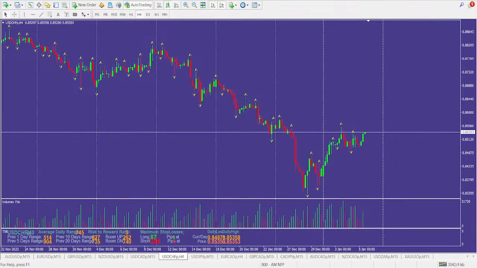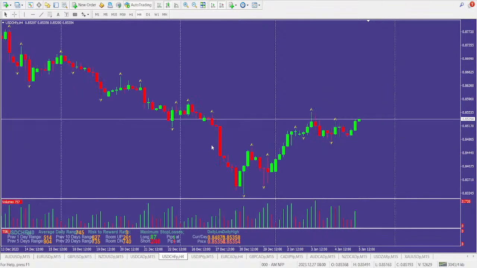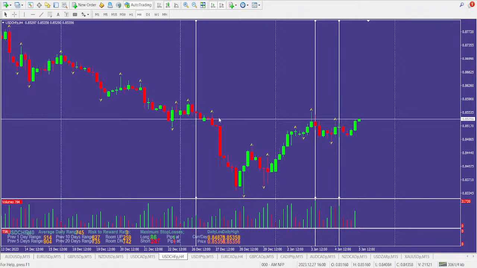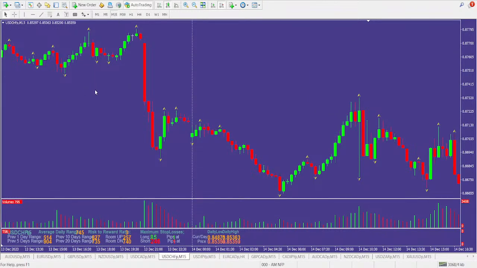USDCHF for our time frame. Got a potential level of demand over here. Another potential level over here that we must look at, and then potential supply over there, another potential supply over there. 15-minute time frame.